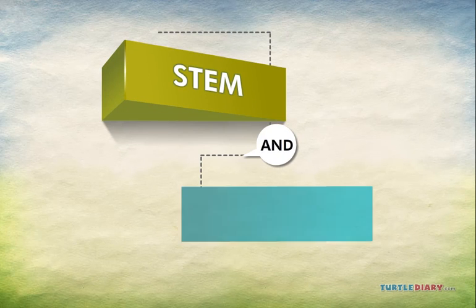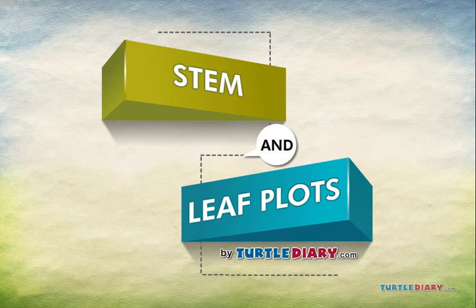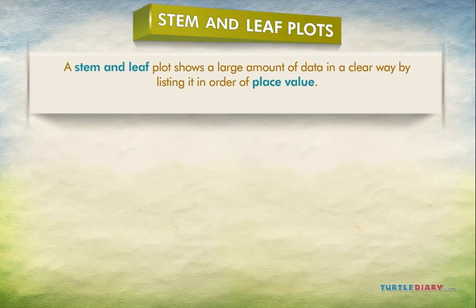Stem and leaf plots. A stem and leaf plot shows a large amount of data in a clear way by listing it in order of place value.